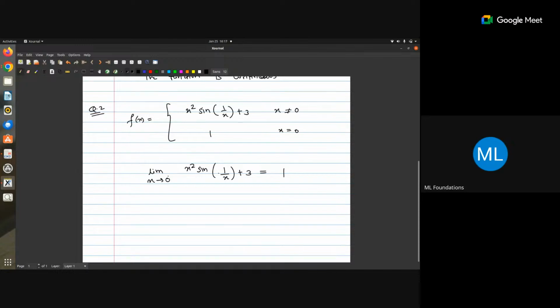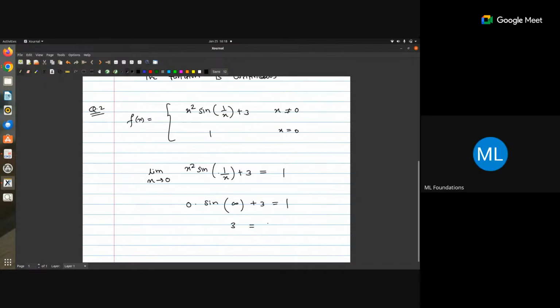So here, if I substitute 0, what will happen? I'll get 3, right? Probably sine of, okay, so here it is sine of 1 upon 0. Okay, maybe I'll put it here. What is sine of 1 upon 0? Infinity, right? Plus 3, right? Equals to 1. What is the answer to this? So 0 into something is 0, whatever the value it is having, correct? So the final answer is 3.